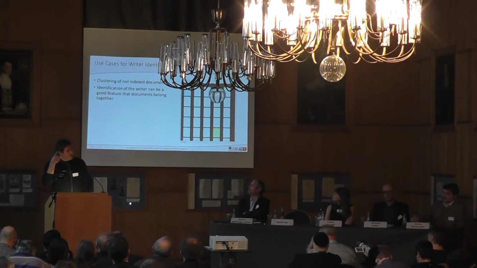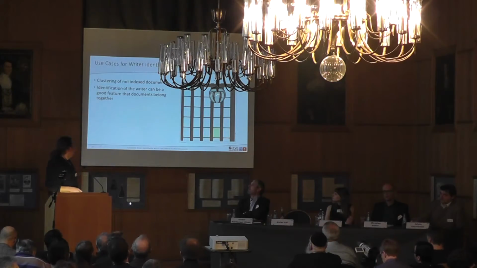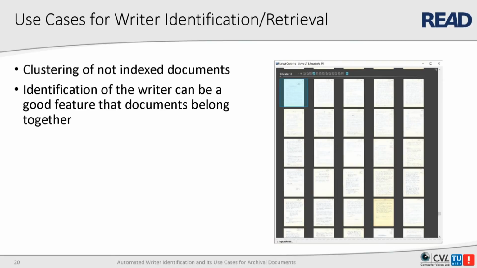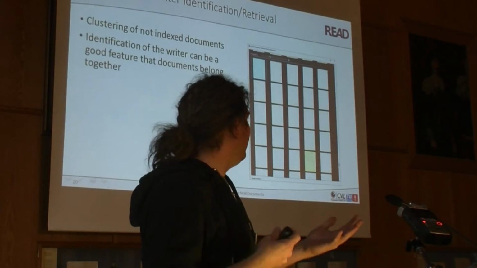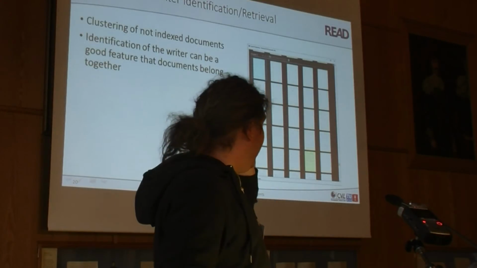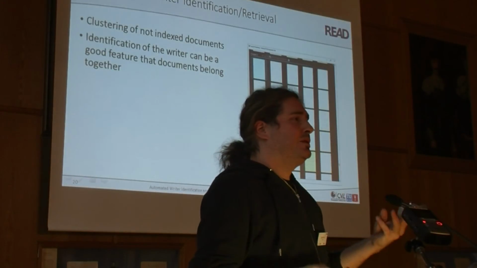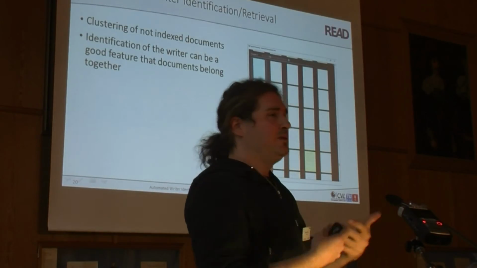So what are the use cases for writer identification? At least what we think are the use cases. Especially this example is for writer retrieval. Here the point is that we have unindexed documents. So we have just some pages which are written by someone, but we do not have any connections, they are not ordered, and so on. And then the handwriting is a good feature to say, okay, these documents belong together.